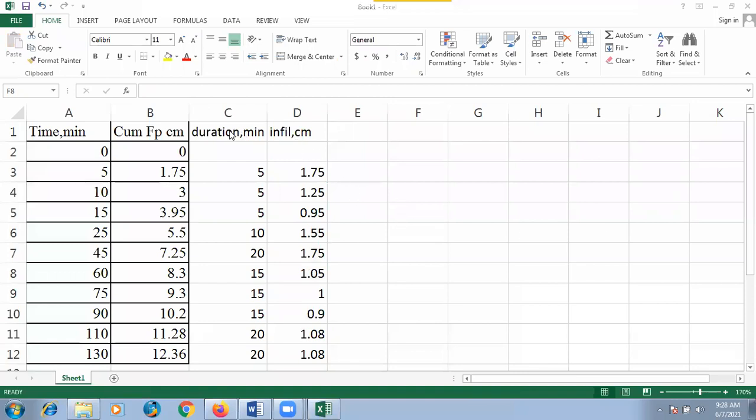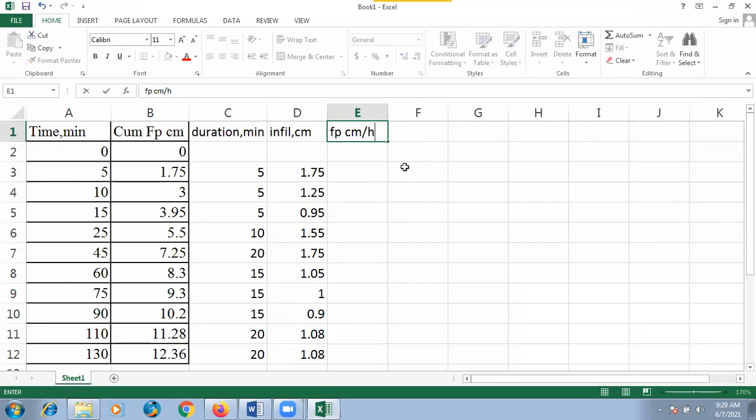This is done. Now, time, cumulative Fp, the time duration in between these instances of time, then the infiltration which has happened during 5 minutes, during 10 minutes, during 15 minutes, during 20 minutes, etc. are also calculated. So based on this, the infiltration capacity, small fp, in centimeter per hour needs to be calculated. You have to be very clear about this.